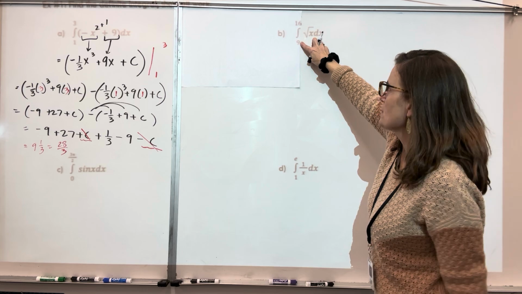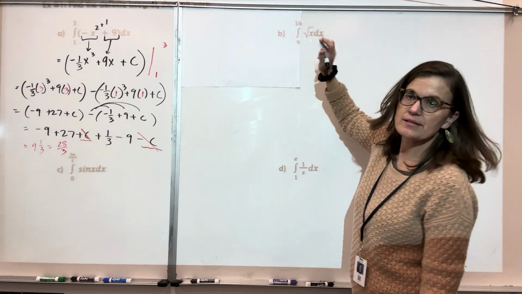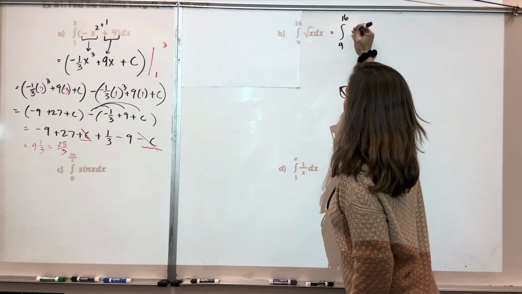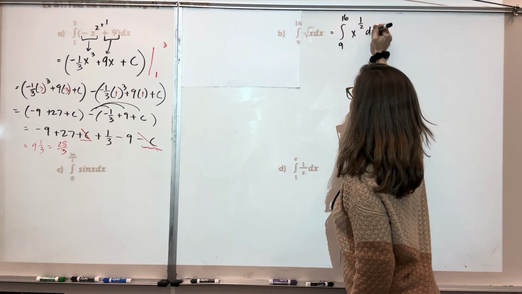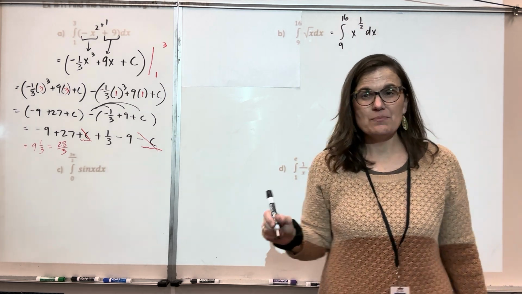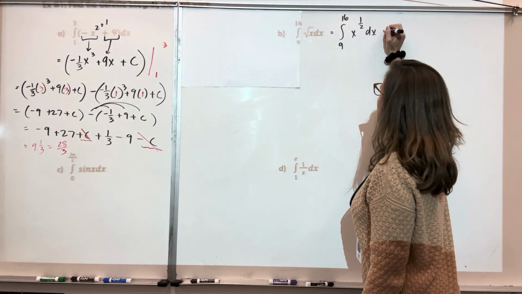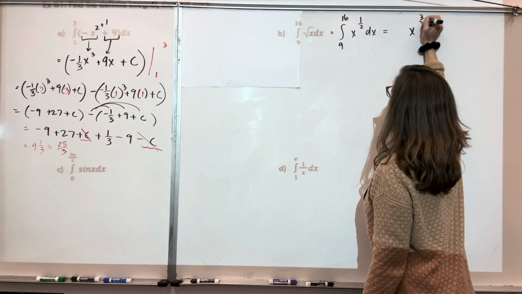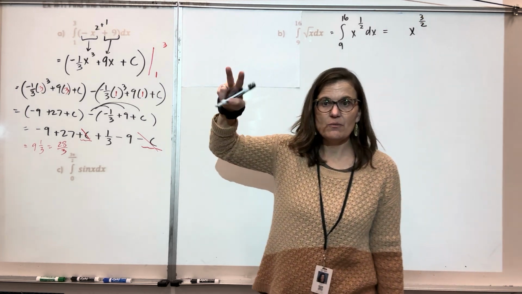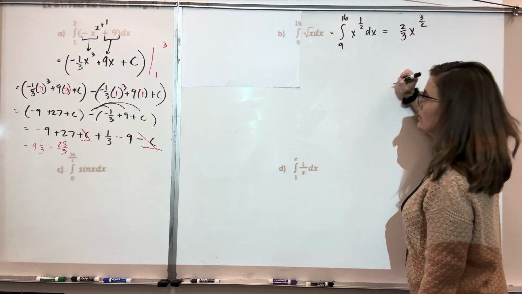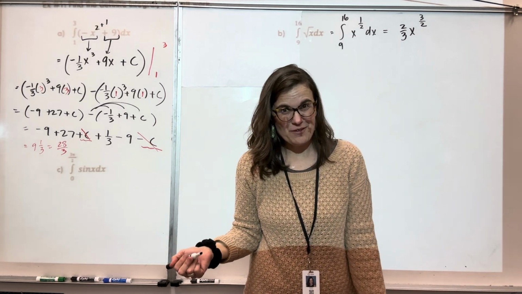All right, let's try letter B. Letter B says the integral from 9 to 16 of the square root of x dx. So first thing I'm going to do on this one is just rewrite it so I can see the power. This is really x to the 1/2, right? And so x to the 1/2, again, backwards power rule, I need to add 1 to that. So that will become x to the 3/2. And then whatever the new exponent is, you get rid of it by having the reciprocal in front. So 2/3.